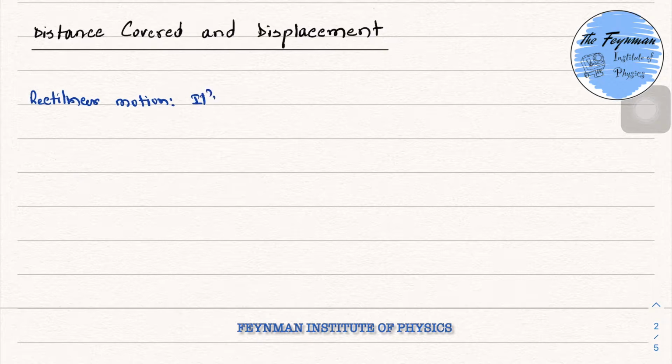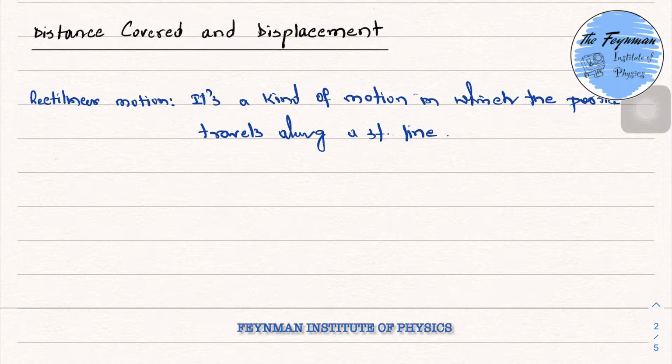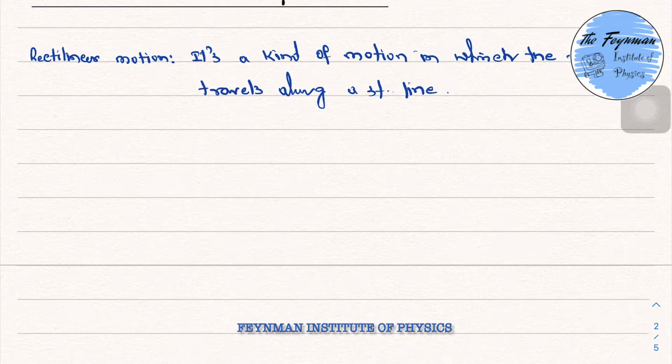It is a kind of motion in which the particle travels along a straight line. So whenever a particle is moving along a straight line, the motion of the particle will be a rectilinear motion. Now this kind of definition or explanation sometimes creates confusion also.